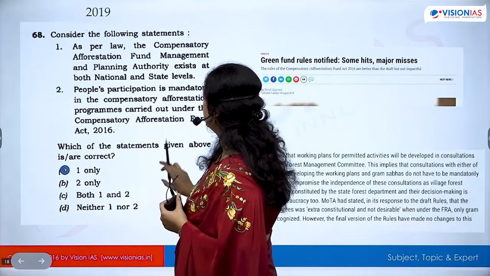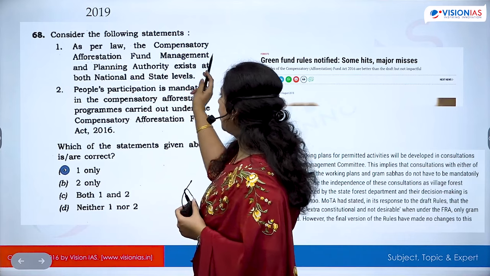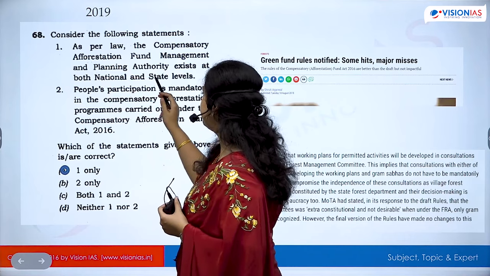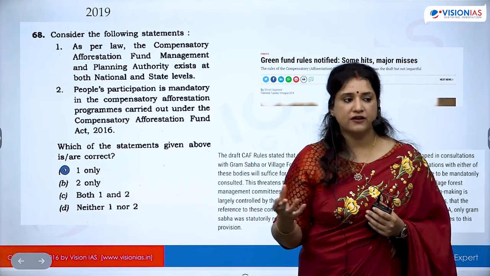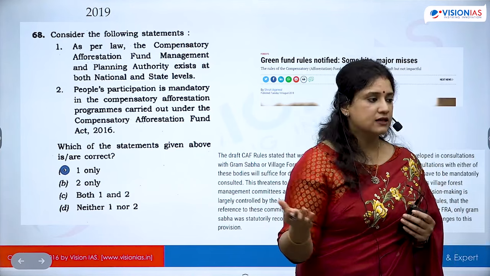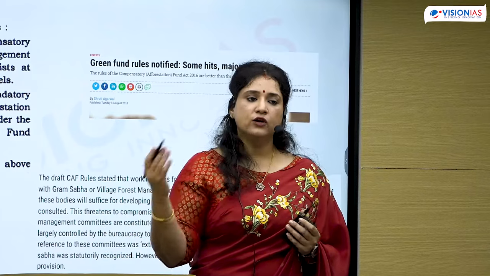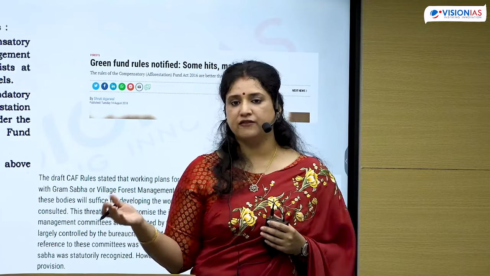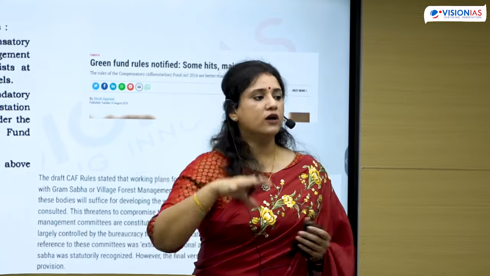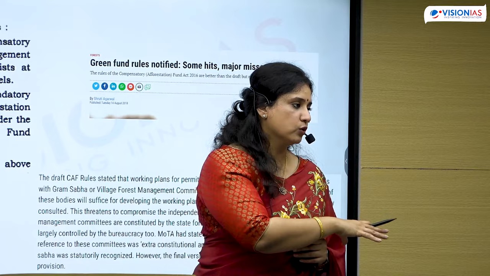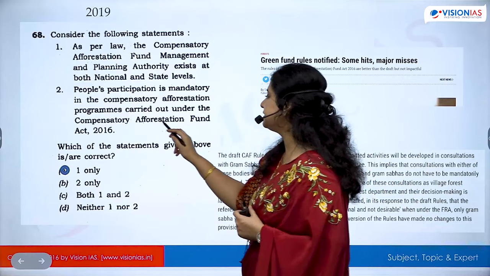Again. Is this clear? Anyway, as per law, the Compensatory Afforestation Fund Management and Planning Authority exists at both national and state levels. So what is compensatory afforestation? That means if someone is doing deforestation or cutting trees to gain access to land, then in order to compensate for the deforestation they have done, they have to do compensatory afforestation. Either they can do it at a similar place, or the government can tell them to go to a certain land area and do it, and they have to deposit funds, which is known as the CAMPA fund. This is the compensatory afforestation fund.